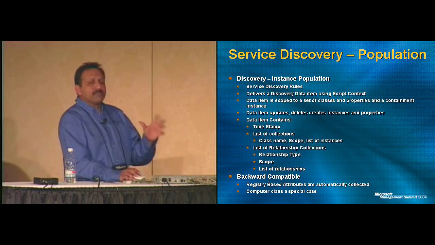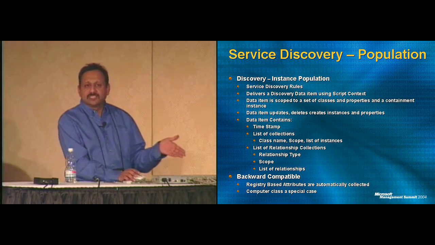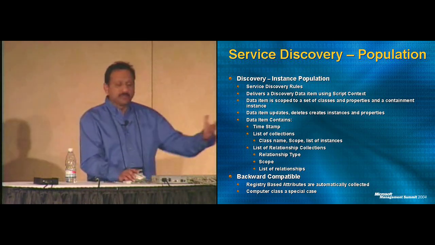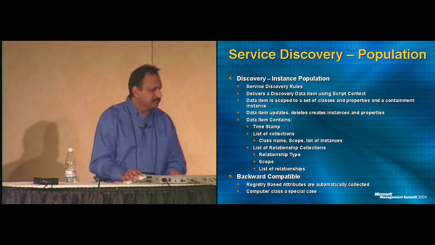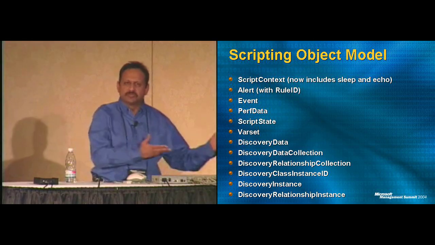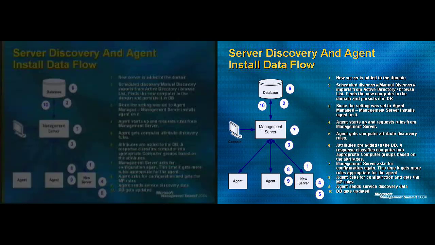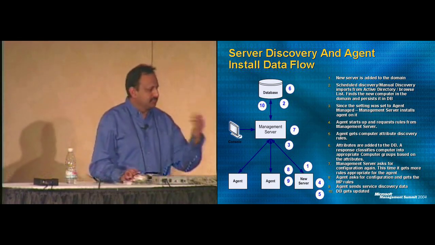Also, not to forget that we used to do some of this in the past. We used to discover computers and their registry key-based attributes. Those just become special cases of discovery now, encompassed in here. So just a quick look at the scripting object model. All these discovery interfaces you see at the bottom are the things that you use within a discovery rule to populate these instances. So if you walk through the steps from discovering an agent to full discovery, this is what you would do.